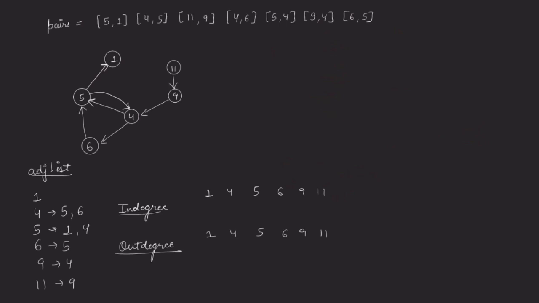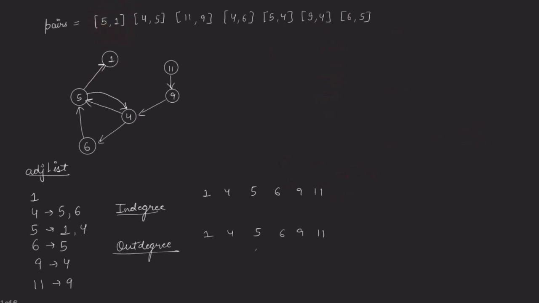Right? So initially the in degree and out degree of all of them will be 0, right? Then from the first pair, there is a node starting from 5 and going towards 1. That means out degree of 5 should be increased by 1 and in degree of 1 should be increased by 1, right? So 5's out degree will be increased by 1 and 1's in degree will be increased by 1, right? Then in the next pair, 4, 5. So 4's out degree will be increased by 1 and 5's in degree will be increased by 1.